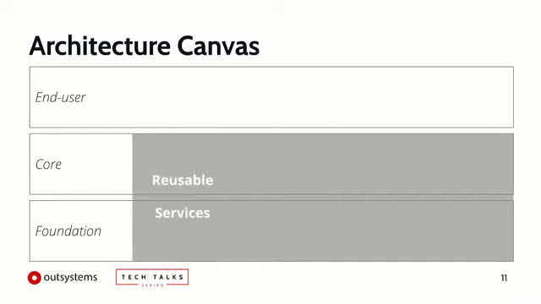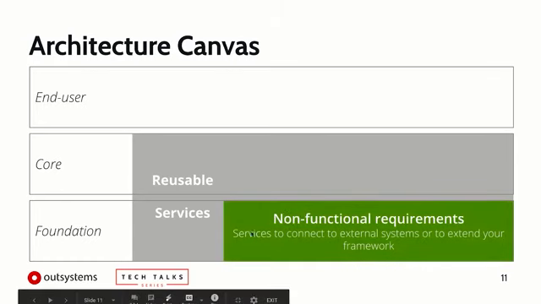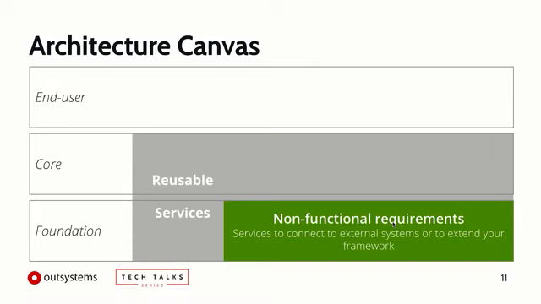The bottom two layers is where you're going to isolate all the reusable services or components. The foundation layer will hold all reusable non-functional modules, which are business agnostic, such as connectors to external systems, or to extend your framework through libraries, reusable UI patterns, themes, all sorts of non-functional requirements like an audit trailing.